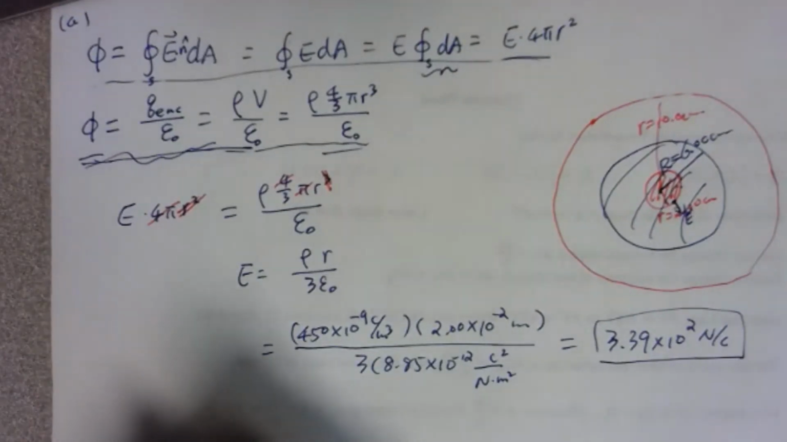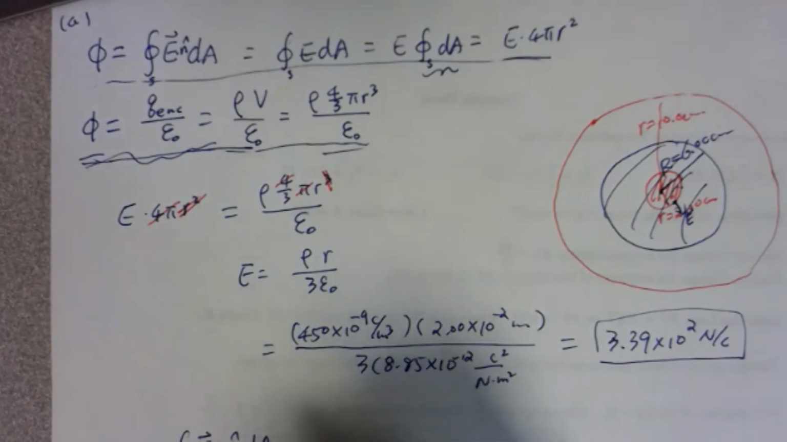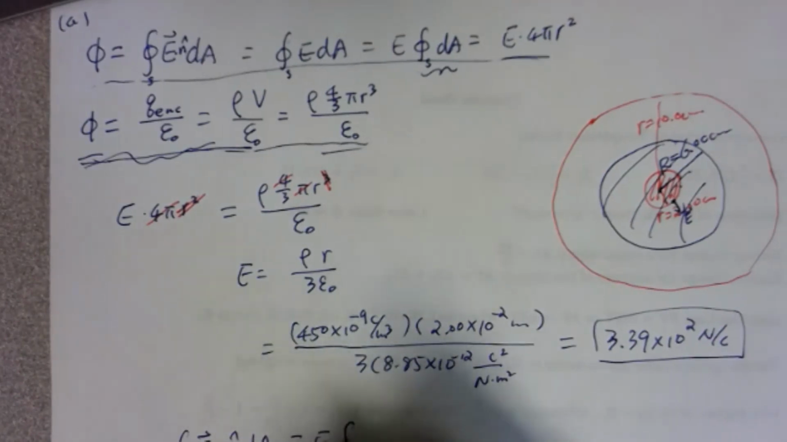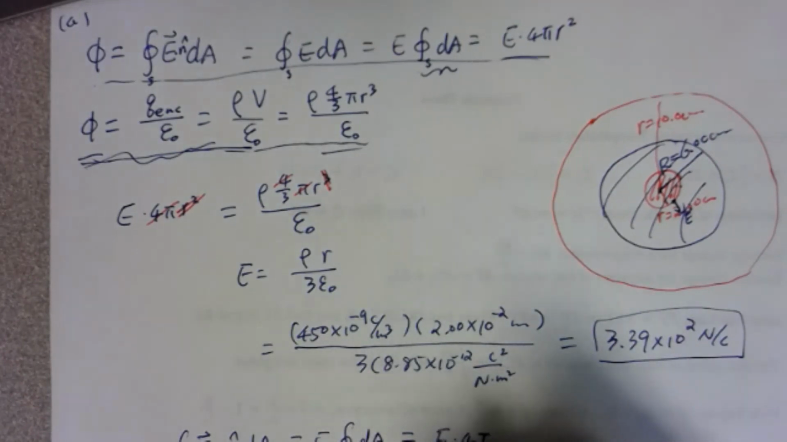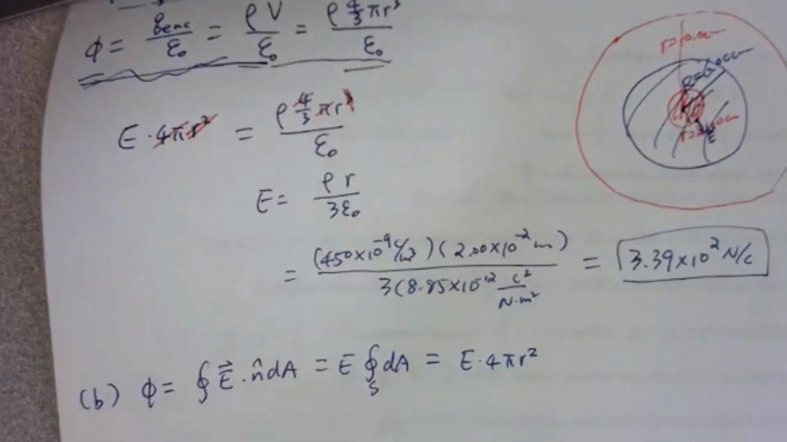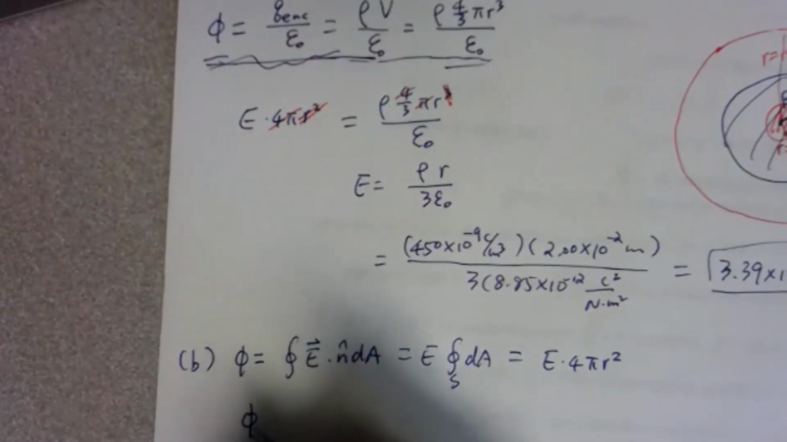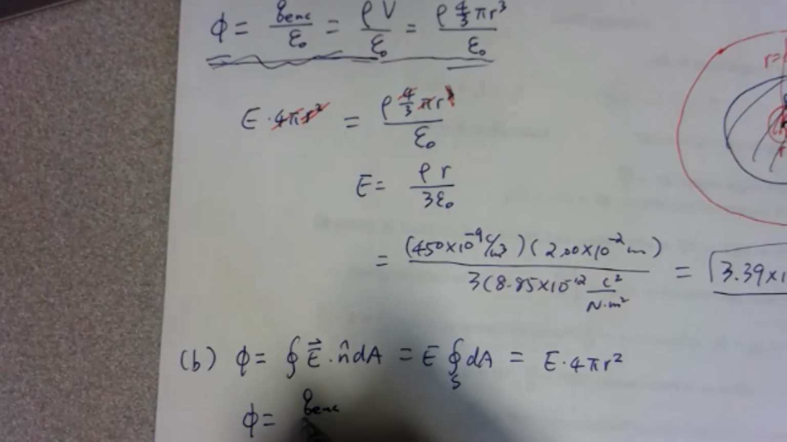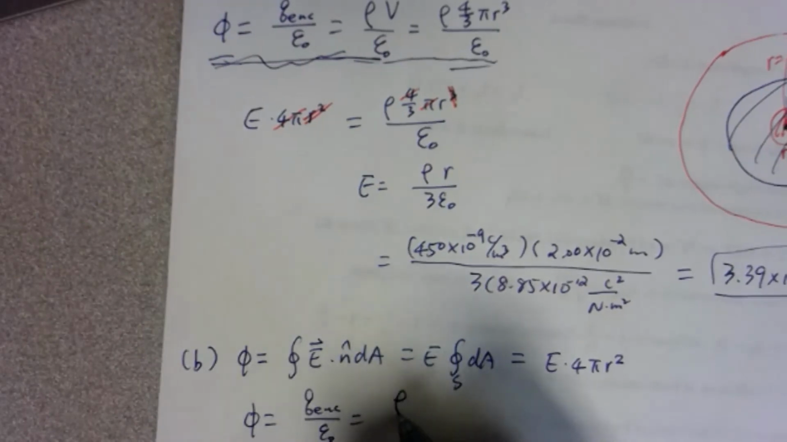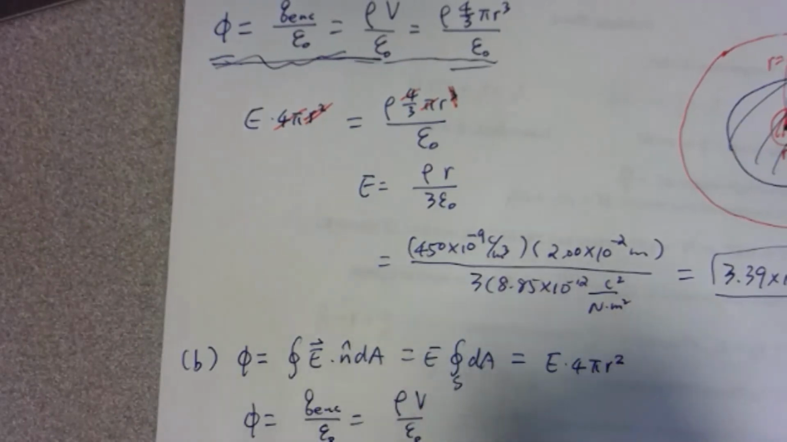So first, apply Gauss's law, integrating E dot dA. They are in the same direction, so E will come out as a constant, and it integrates to the surface. So E times again 4 pi r squared. According to Gauss's law, that equals Q enclosed over epsilon naught, so that's rho V over epsilon naught.